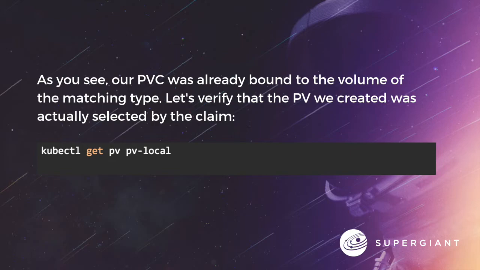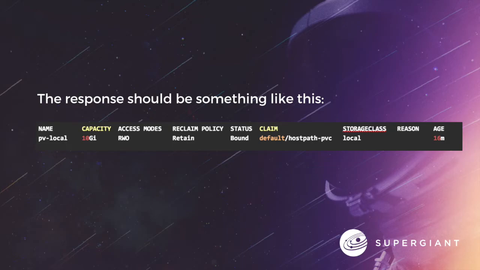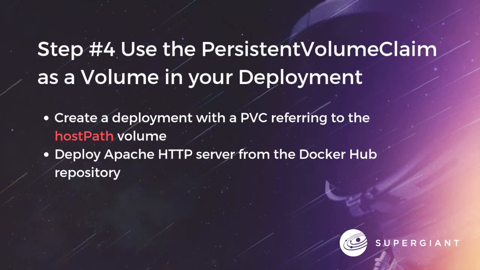Let's verify that the PV we created was actually selected by the claim. The response should be something like this. Did you notice the difference from the previous status of our PV? You'll see that it is now bound by the claim host path PVC that we just created. The claim is living in the default Kubernetes namespace. That's exactly what we wanted to achieve. Now everything is ready for the use of your host path PV in any pod or deployment of your choice.